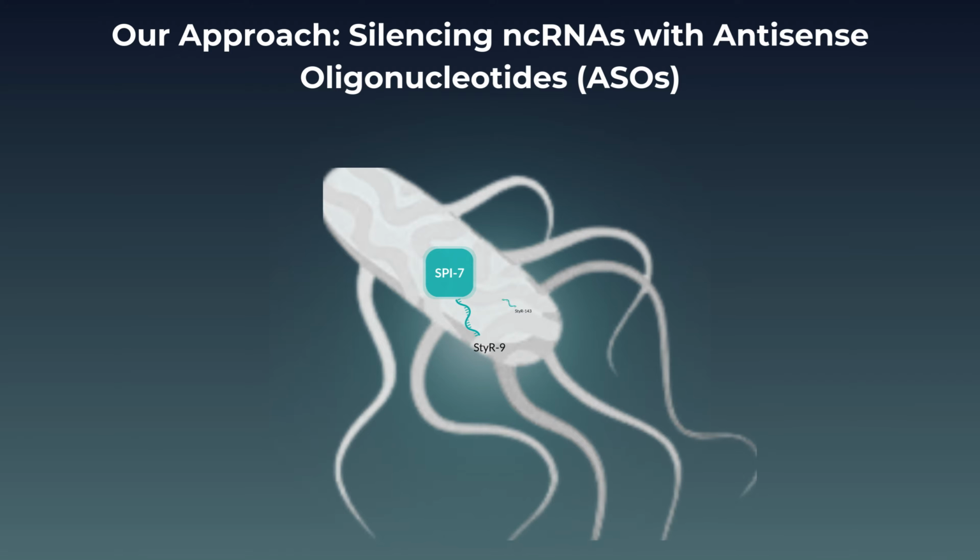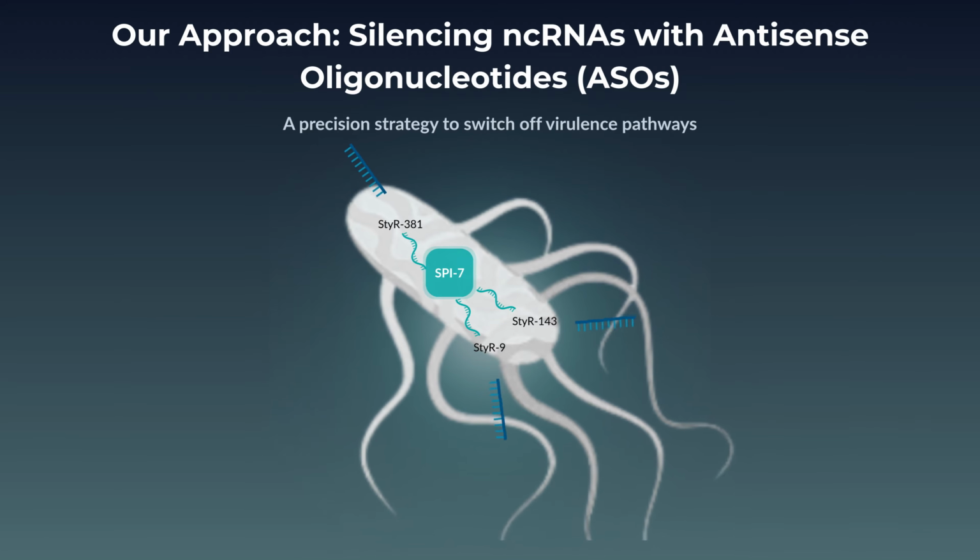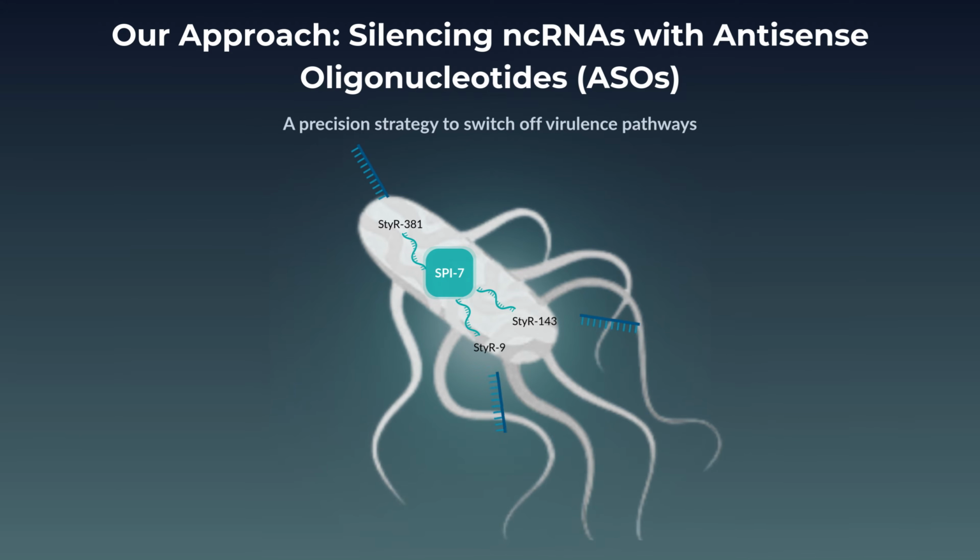Our approach is to design antisense oligonucleotides, shown here in green, that specifically bind to and silence these ncRNAs by switching off these regulatory RNAs. We aim to weaken the bacterium's ability to cause disease, opening the door to a new RNA-based therapeutic strategy.